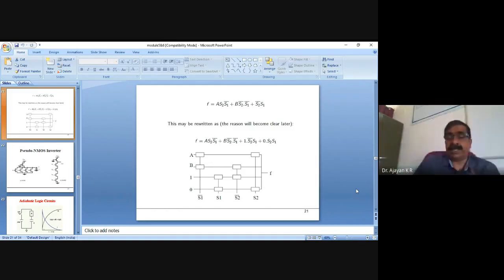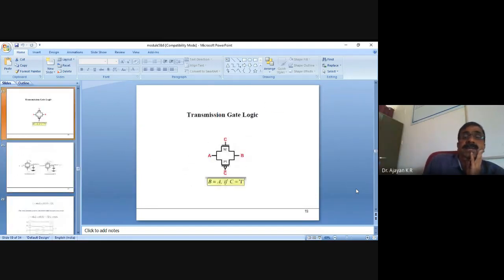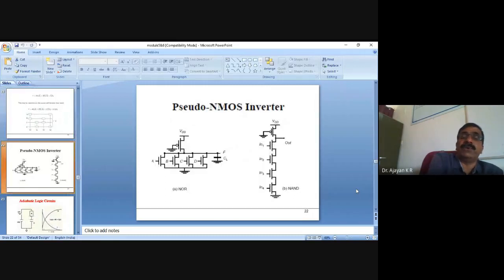Then your syllabus has another term. So with this we are completing fast transistor logic. From here, when you are using a PMOS NMOS combination, it is called transmission gate logic or complementary gate logic. Now we are going to pseudo NMOS inverters and pseudo NMOS logics. I will take the normal figure and explain what is the difference. Just 1 minute.